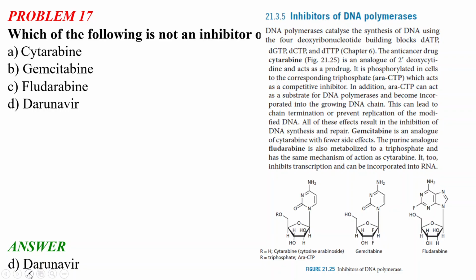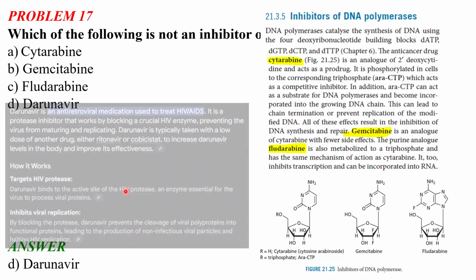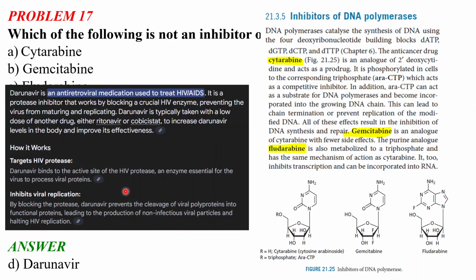Now, so these three: cytarabine, then we have gemcitabine, and we have fludarabine. So these are the DNA polymerase inhibitors. But darunavir is not a DNA polymerase inhibitor. Rather, it is an antiretroviral medication to treat HIV and AIDS. Okay, so it is an antiviral therapeutic.